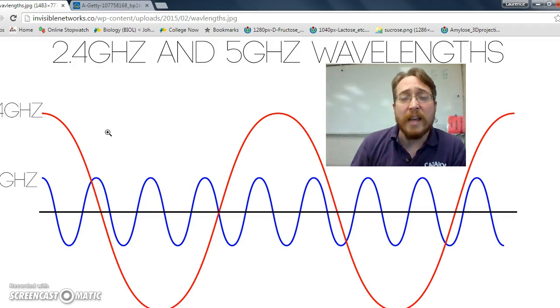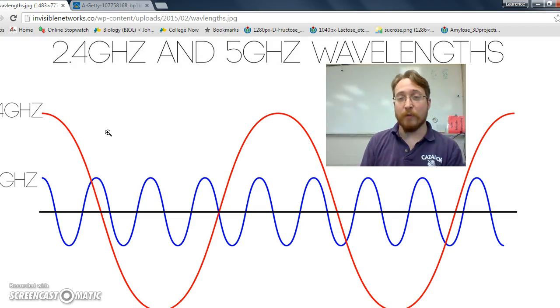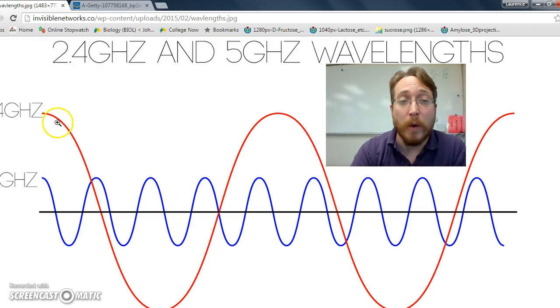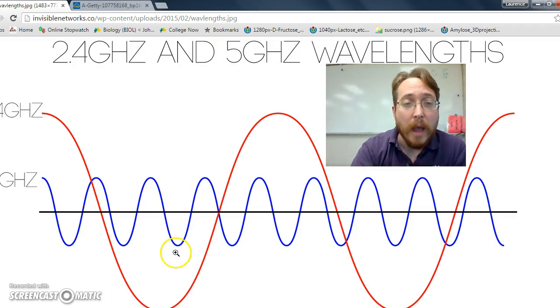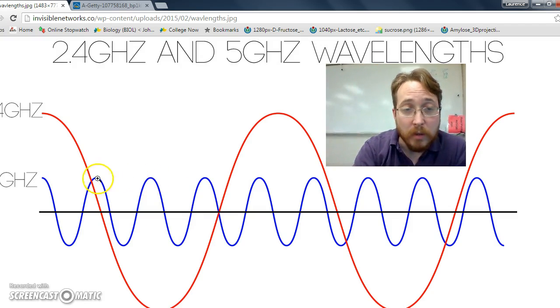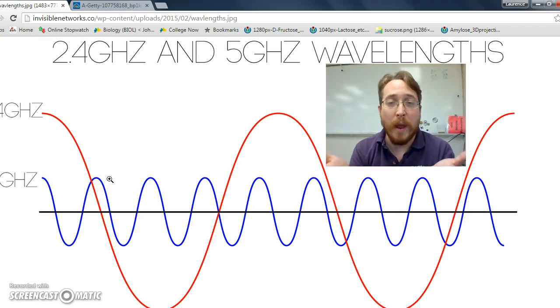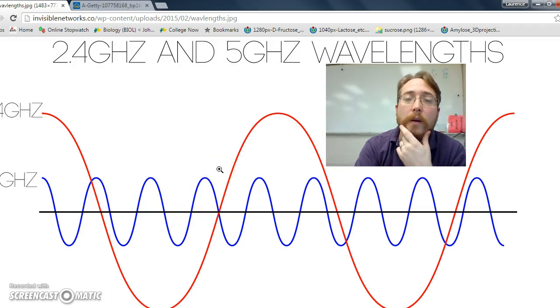Well, there is an inverse relationship between wavelength and energy. Inverse relationship means they're flipped. It's an opposite sort of pattern. As the wavelength gets longer, the energy of that wave decreases. As the wavelength is shorter, the energy of that wave increases. So we can look at these wavelengths and tell you that the red wave here is going to have less energy than the blue wave here.